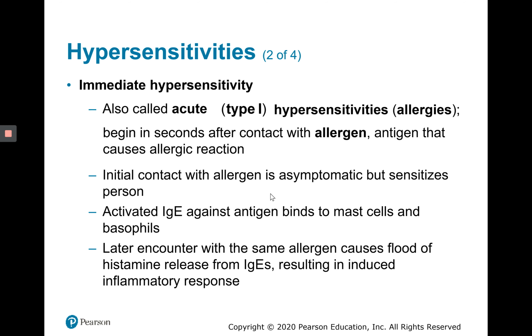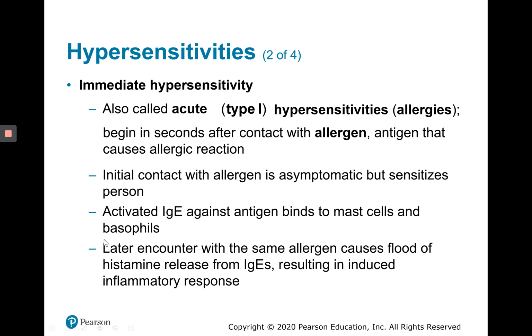For example, an immediate hypersensitivity would be allergies, and it usually begins in seconds after contact with the allergen, the antigen that causes the allergic reaction. The initial contact with the allergen tends to be asymptomatic, and it basically is a sensitizing stage. Activated IgE is going to be produced during this asymptomatic sensitizing stage, and it's produced against the antigen that binds to mast cells and basophils.